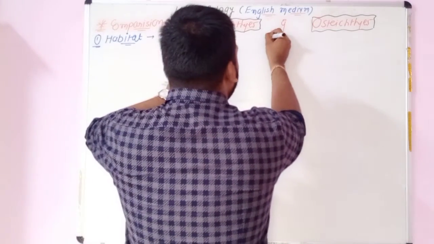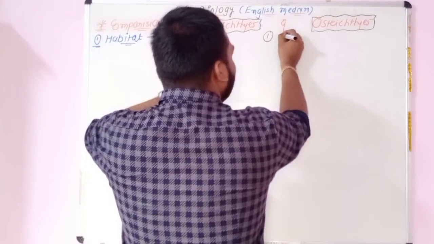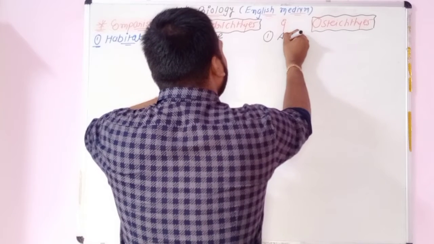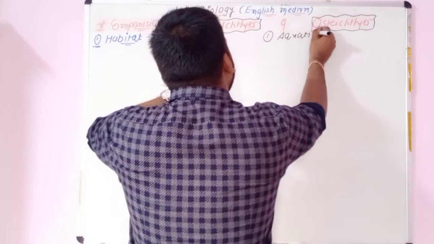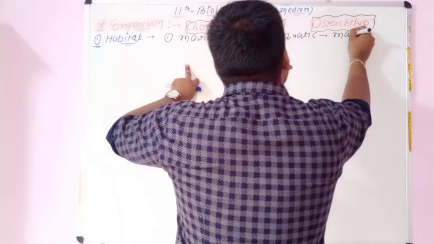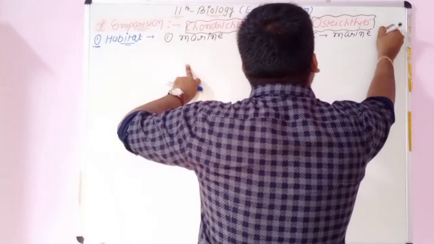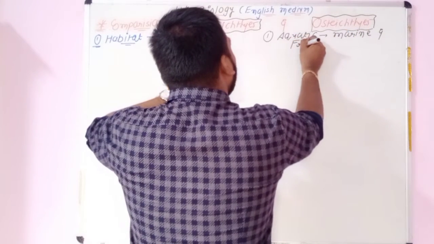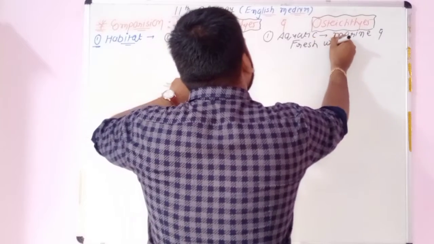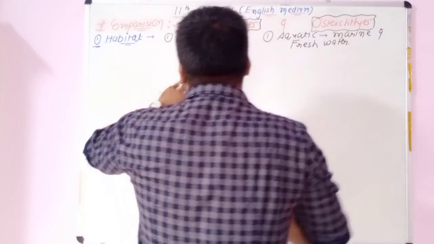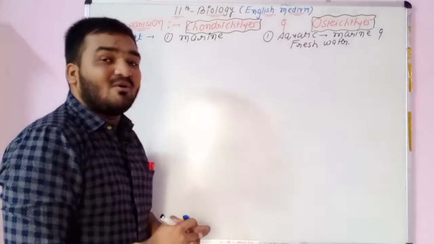While the first point, what about the Osteichthyes? They are aquatic, found in both marine as well as fresh water. So see, the first thing is about the habitat.